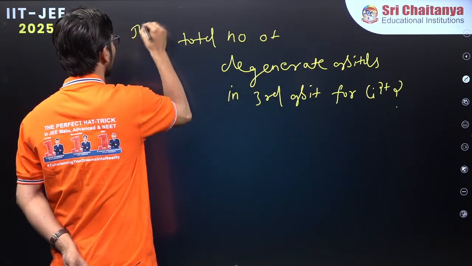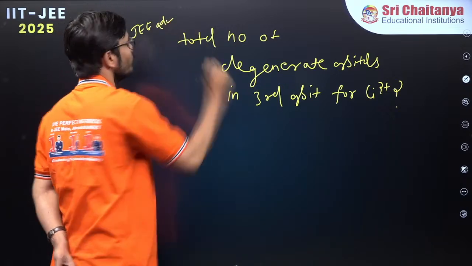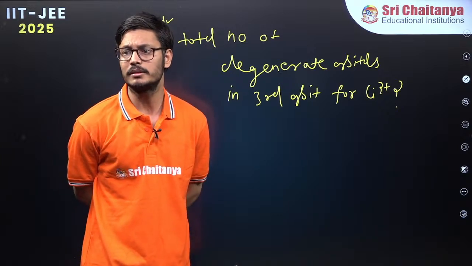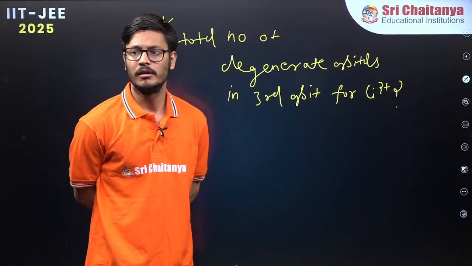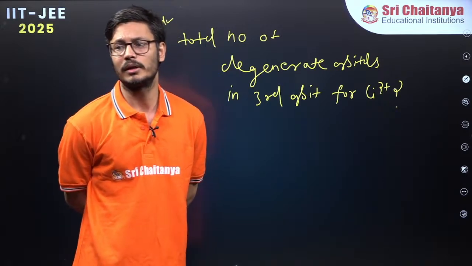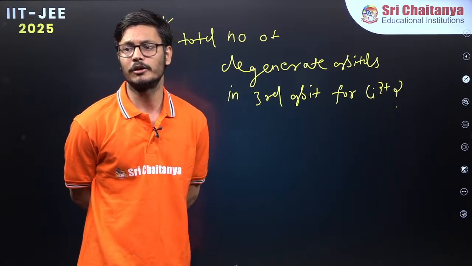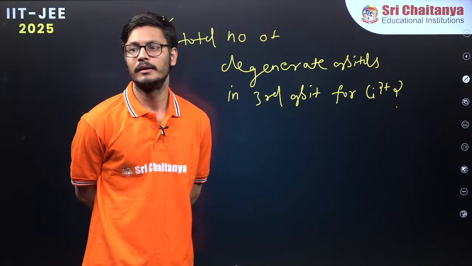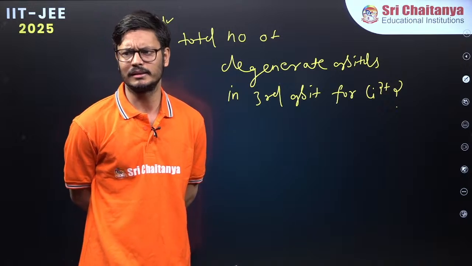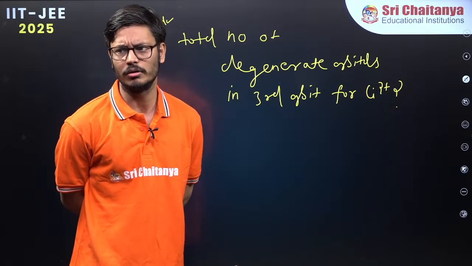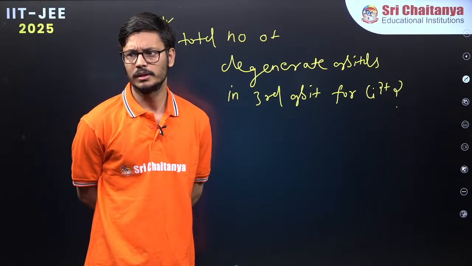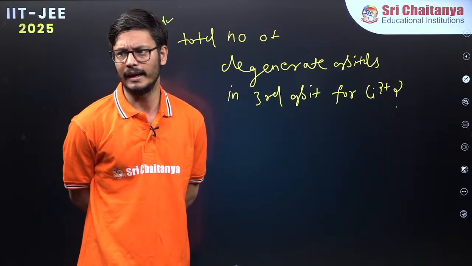This is a JEE Advanced problem. Can you give me the answer? Total number of degenerate orbitals. Let me see if anybody can give the right answer. 5, no, 5 is not the answer. 10 is not the answer. Let's see how talented you guys are. No, the total number you have to tell. 14, no.